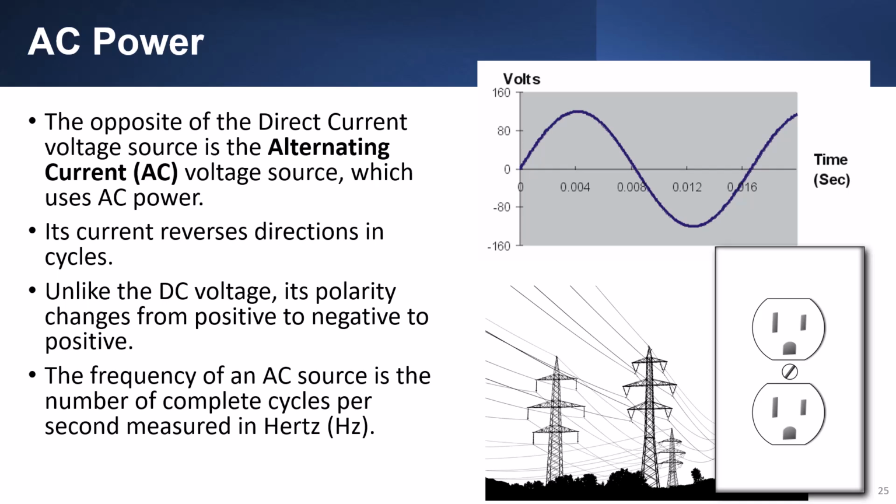The opposite of the direct current voltage source is the alternating current or AC voltage source, which uses AC power. Its current reverses directions in cycles. Unlike the DC voltage, its polarity changes from positive to negative to positive. The frequency of an AC source is the number of complete cycles per second measured in hertz.